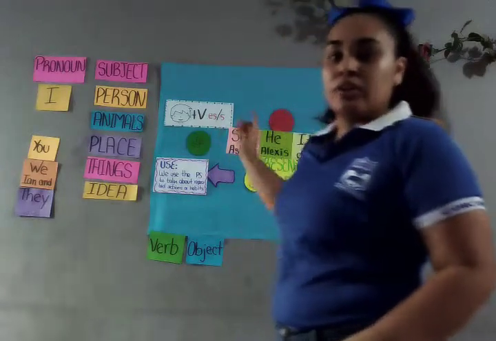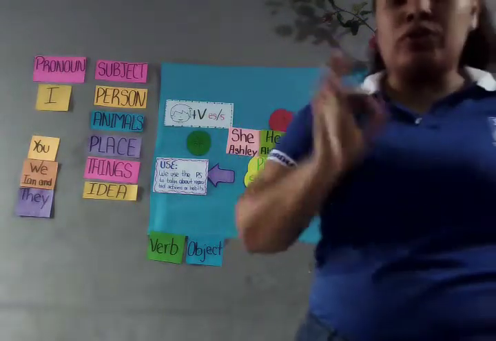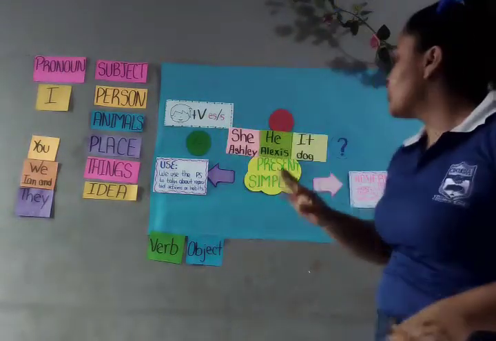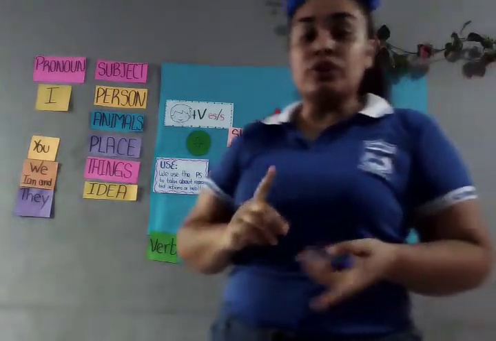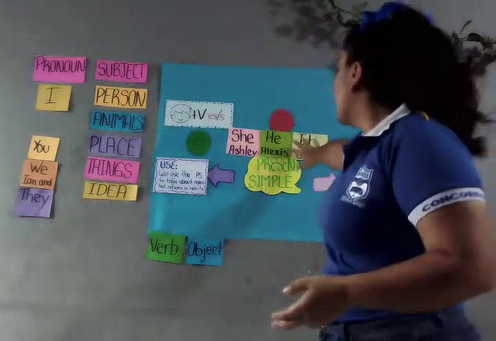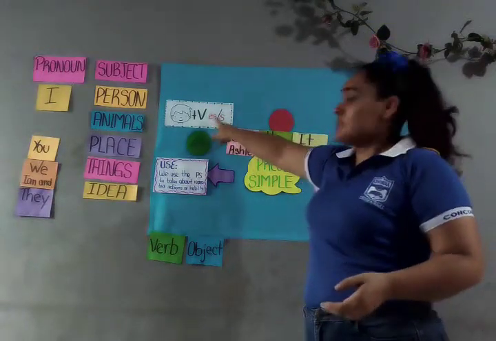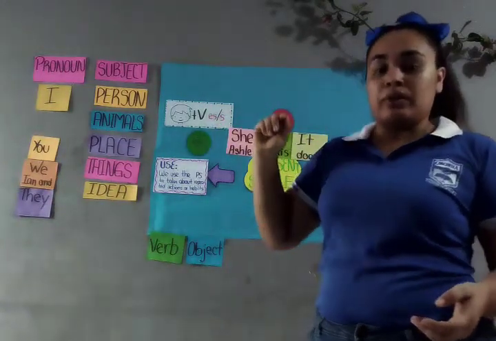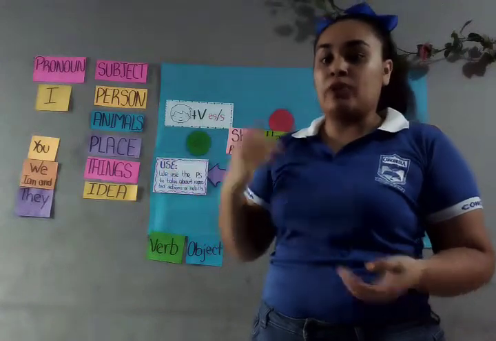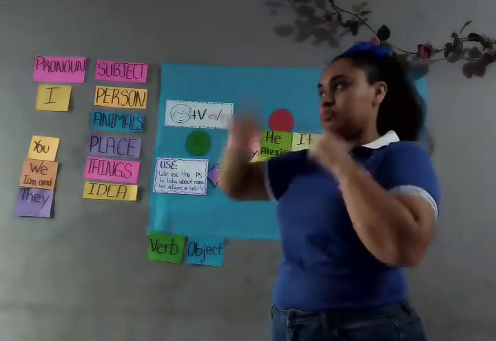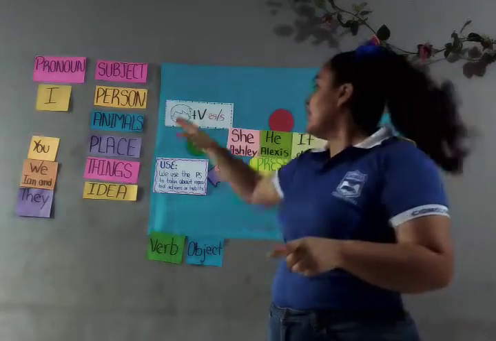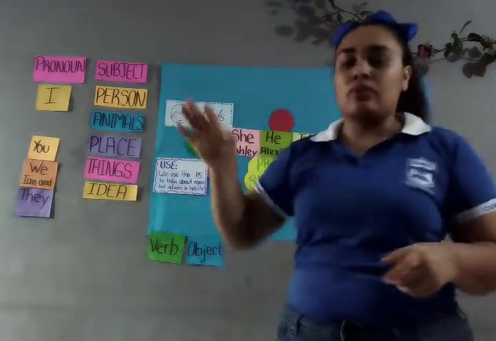Okay, today we're going to be talking about third person. And remember, for third person, it's going to be she, he, and it. So for third person, we have to add an es or s at the end of the verb. For example, like goes, like go, go. You're gonna add an es at the end, okay?